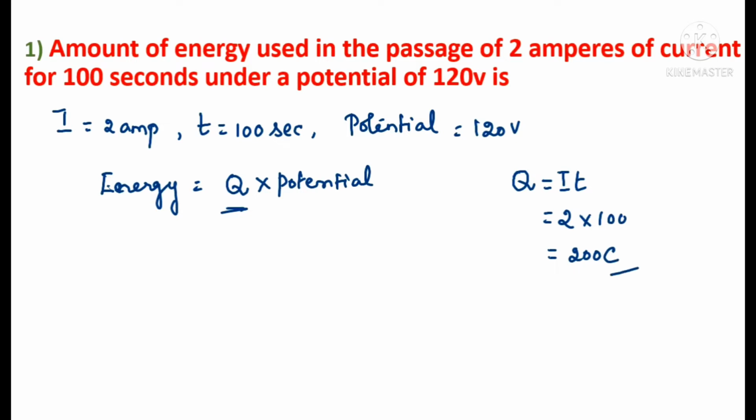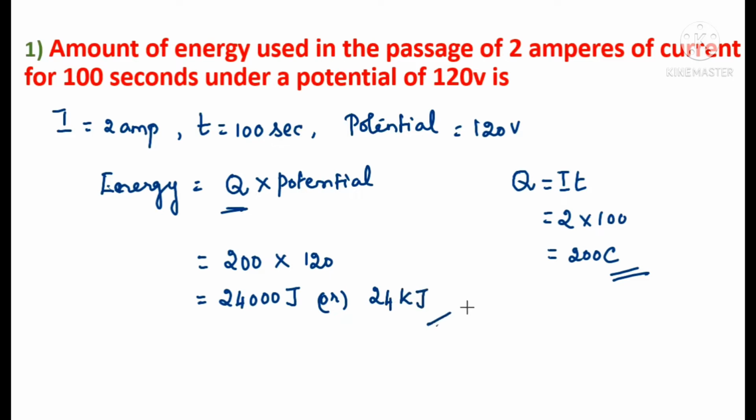Now we are going to substitute this charge value in this equation. So energy is equal to Q. What is Q? It is 200. What's the potential given? It is 120. So the answer is 24000, and it is in joules. If you want to convert this into kilojoules, we will be dividing this by 1000, so that is 24 kilojoules. Understood, students? We shall see the next problem now.